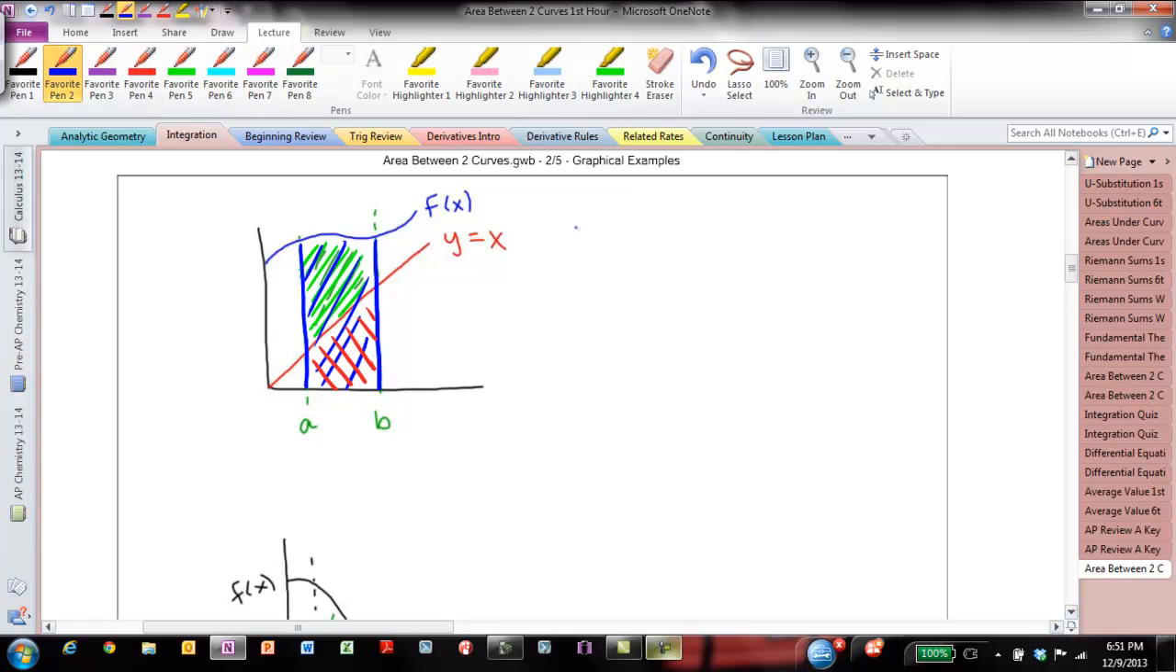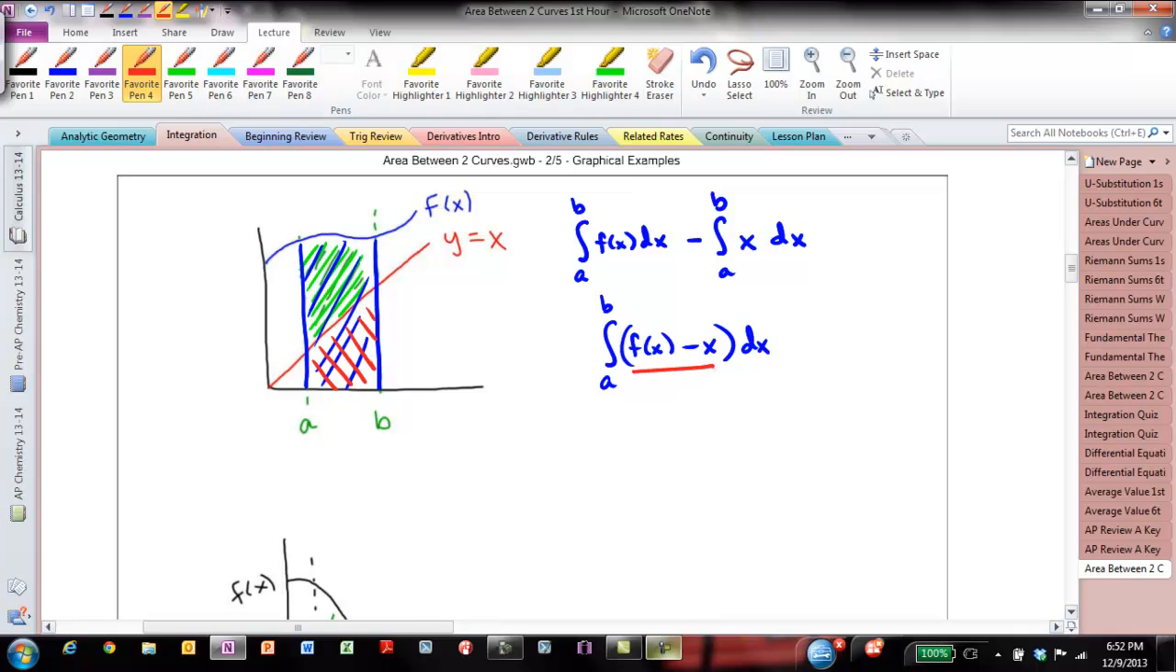Well, if I write my integrals for that, the area under the f of x curve is the integral from a to b of f of x times dx. And we're going to subtract out the area under the y equals x, so that's still a to b of just x times dx. What we talked about before is if they have the same interval, we can write them in a single integral and have f of x minus x times dx. What I want to get to is where we can write this automatically.